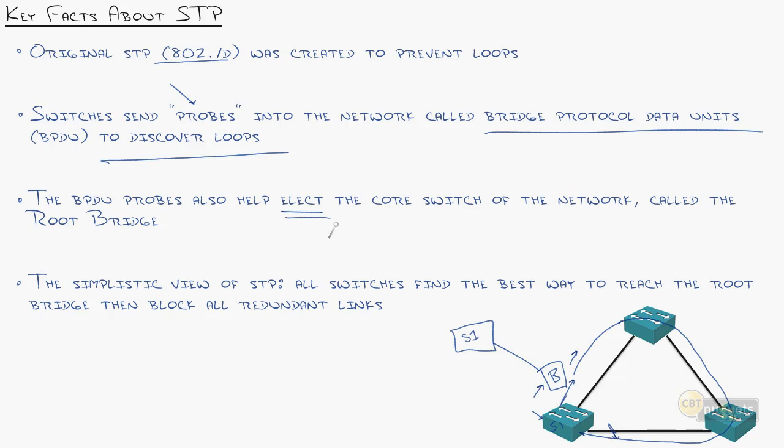Simplistic view of spanning tree. All switches find the best way to reach the root bridge and then block all the redundant links. So there is a set of rules that spanning tree lives by when it's operating. That says elect essentially the center of the network.